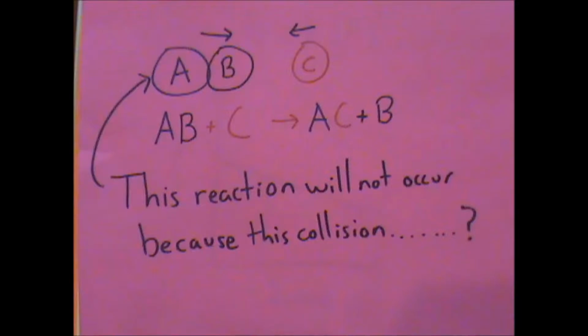So A needs to bond to C in order for this reaction to occur, and it currently has B in between. So that collision will not lead to a reaction. It has the incorrect orientation in order for the reaction to occur.